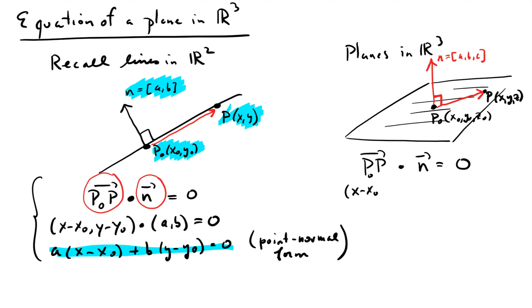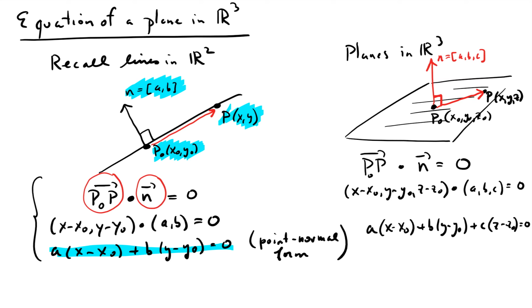So all I'm going to get is this: x minus x0, y minus y0, z minus z0, that's P0P, dot product with n, ABC, equals 0, and if I expand this, I'm going to get A times x minus x0 plus B times y minus y0 plus C times z minus z0 equal to 0. So this is also the point normal form, but for my plane. In some way, the generalization of this equation to R3 is a plane. So you could argue that when you extend the concept of a line in R2, it gives you a plane in R3. But of course, that depends on the type of equation you consider.